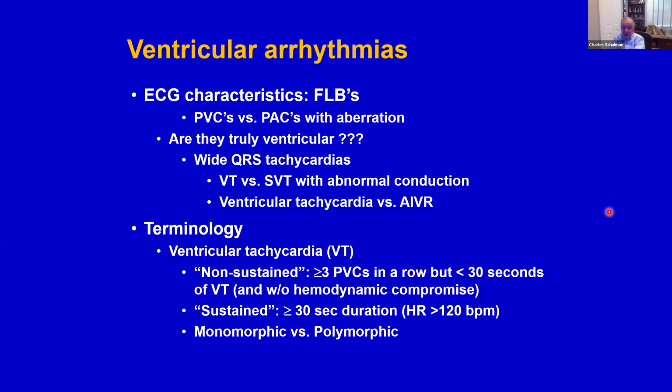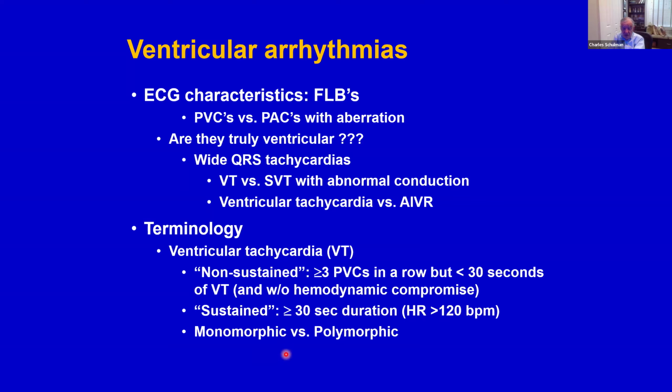Now, turning to ventricular arrhythmias. Looking at ECG characteristics of funny-looking beats: are they PVCs or PACs with aberration? Are they truly ventricular? For wide complex tachycardias, is it ventricular tachycardia or supraventricular tachycardia with abnormal conduction? The terminology is that VT is more than 3 PVCs in a row, but less than 30 seconds. It's called sustained VT if it's more than 30 seconds in duration.